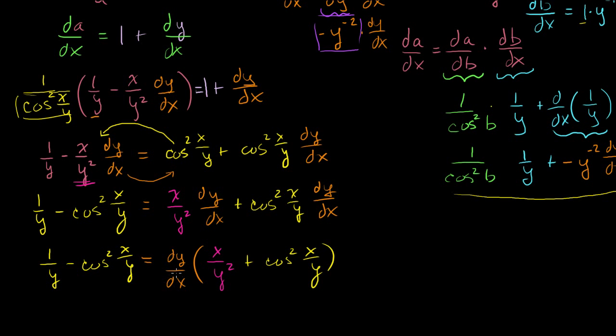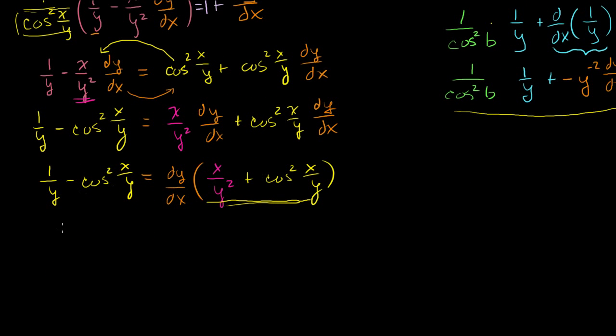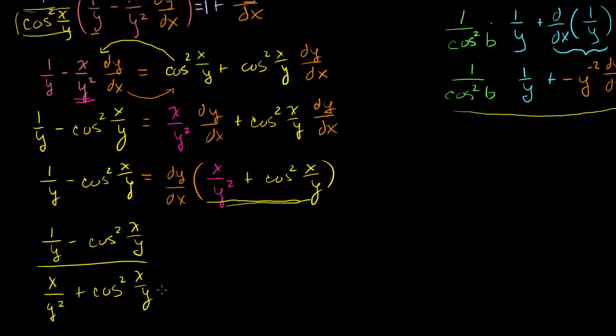Now to solve for dy/dx, we just have to divide both sides of this equation by this expression right here. And then what do we get? If we just divide both sides by that, we get 1 over y minus cosine squared of x over y, divided by this whole business right there, x over y squared plus cosine squared of x over y, is equal to our dy/dx. And then we're done.